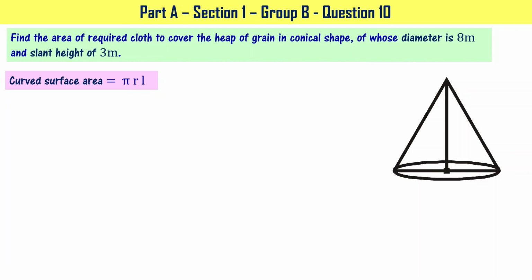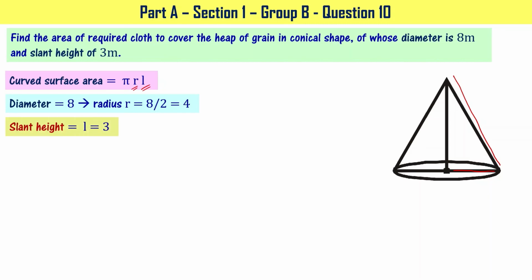That is defined as pi r L, where L is the slant length or slant height, R is radius of the cone at the base. This is your R, this is your L. Diameter is given, that is equal to 8. It means radius R is going to be 8 by 2, that is equal to 4. And slant height is given, that is L equal to 3.